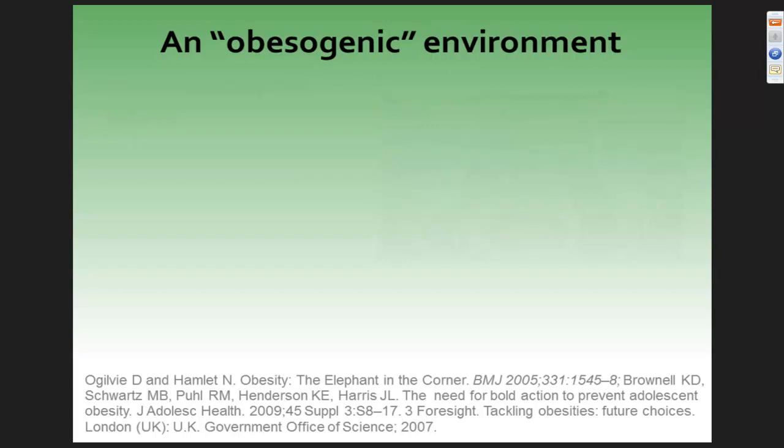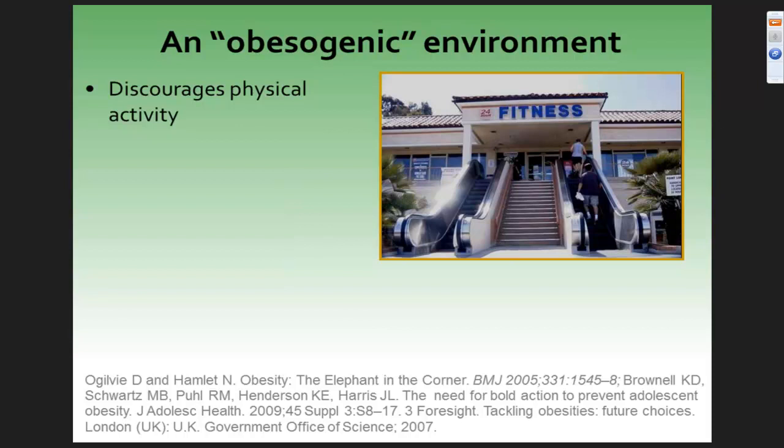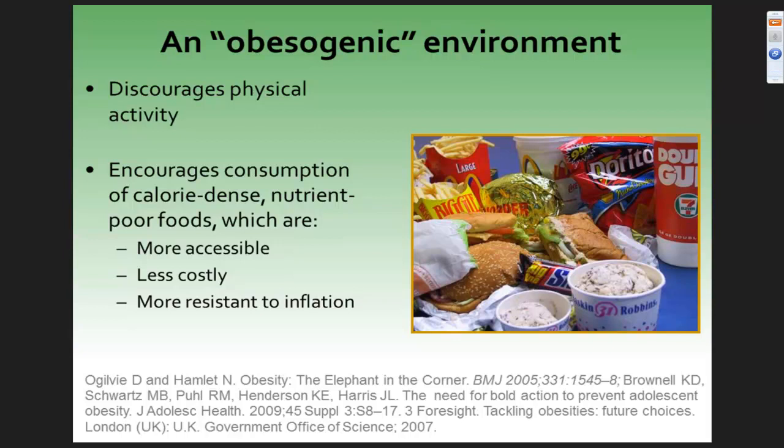Now, what has been called an obesogenic environment is really two things. We're not going to deal with the dimension of discouraging physical activity. Primarily, there are environments that make it easier, where the default is basically consumption of these calorie-dense, nutrient-poor foods that we've been talking about. So these would be foods that are more accessible, perhaps less costly in relative terms, and more inflation-resistant, which makes them more attractive if you're on a limited income, like the poor.